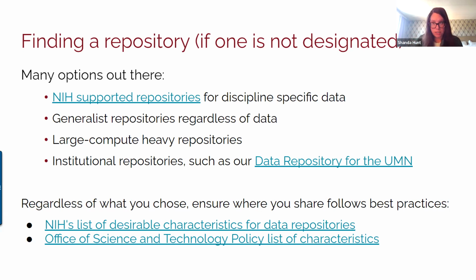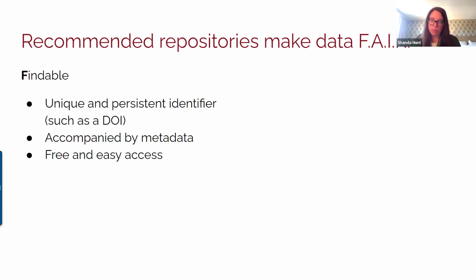So regardless of what repository you choose, you should try to follow best practices when selecting one. NIH provides you with a list of desirable characteristics for those repositories, and then OSTP has a list of desirable characteristics as well. And what they are really after is making sure that you select a repository that ensures FAIR data. And if you have never heard of that before, FAIR stands for findable, accessible, interoperable, and reusable. So they want to make sure that this data can be accessed, found, and reused in the future, right?